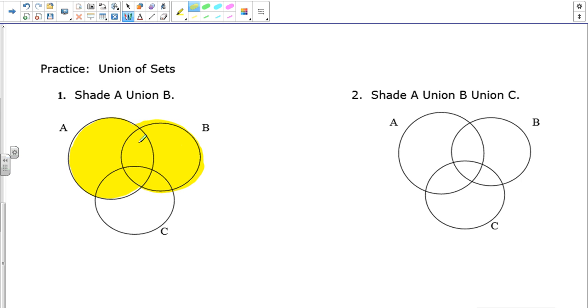So let's look at number 2. You're going to shade A union B union C. So I'm taking A, unioning it with B, and unioning it with C, which means everyone gets to be shaded in. So we have A, we're going to have B, and we're going to have C. And everyone's going to be shaded in. So that's the union. However many sets you have, you're just going to shade everyone. Everyone's going to be included. On to the next page.